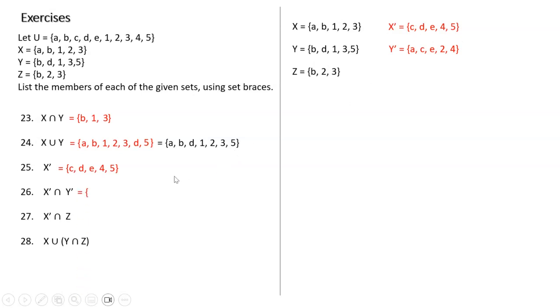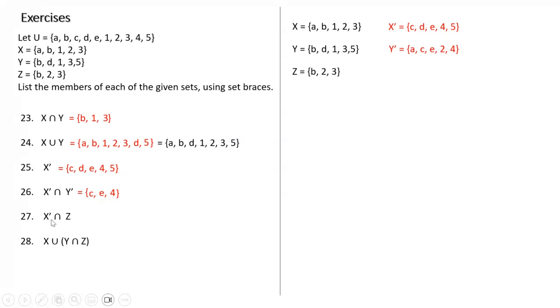So what do not X and not Y have in common? They have in common a C, let's see, an E, and a 4. That's my result.